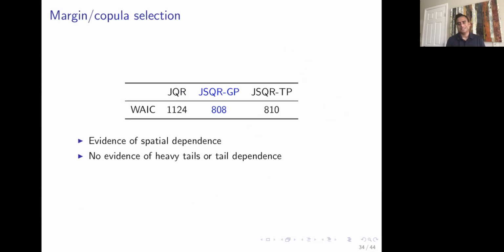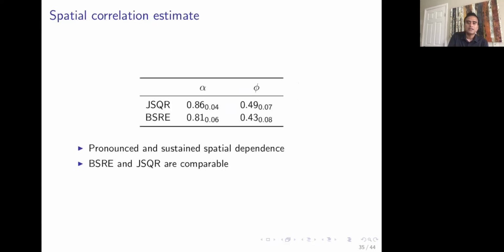In this particular one, it says there is spatial dependence, because our old joint quantile regression model without spatial dependence performs much more poorly than the two versions that use quantile spatial dependence, but it doesn't show any heavy tail or tail dependence. That's because we're taking the average daily value. Maybe that's why there are no heavy tails.